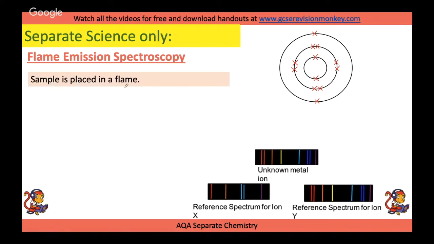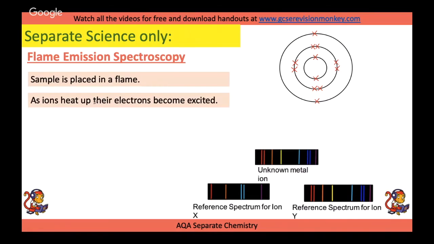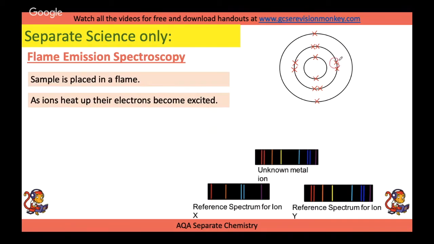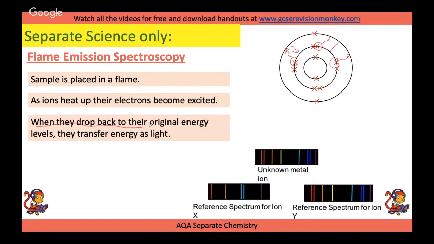So your sample is placed in a flame, and when it does that, the electrons become excited. So they will be able to move, this links into the physics topic, to a higher energy level. However, they will then fall back to their original energy levels, and when they drop back, they transfer energy as light. So as they're falling back, they're emitting radiation as light, and this comes up in physics too.